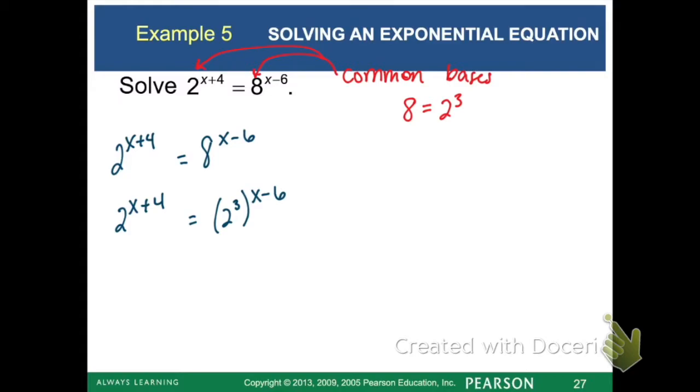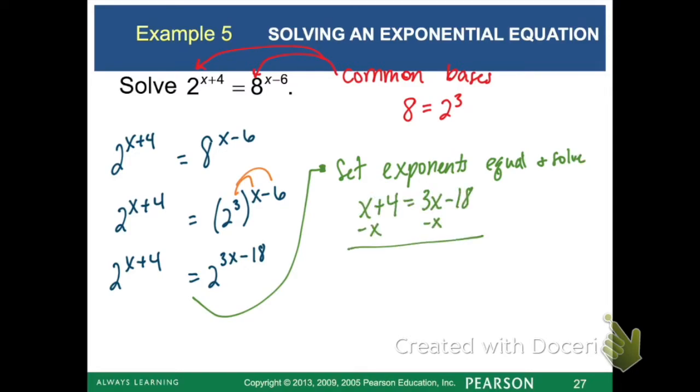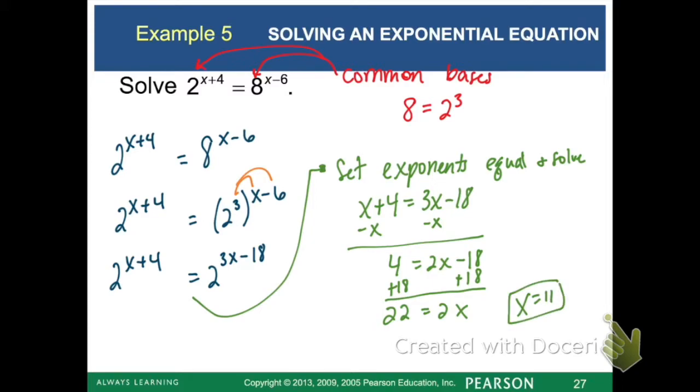And now, again, exponent rules tells me that I can multiply 3 and x minus 6. I'm going to do that by distributing. And now I can set my exponents equal and solve. In the end, we get x equals 11. We could check that by plugging it back into our original equation and making sure that we get a true statement.